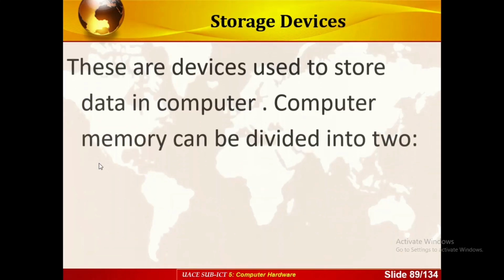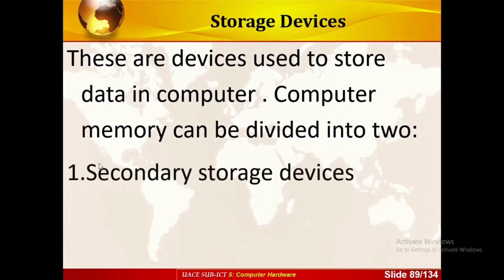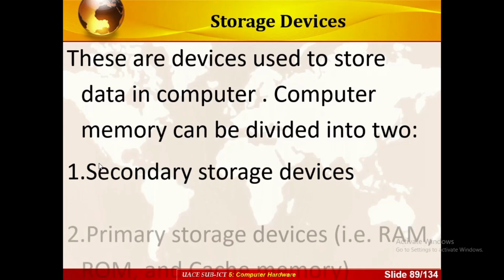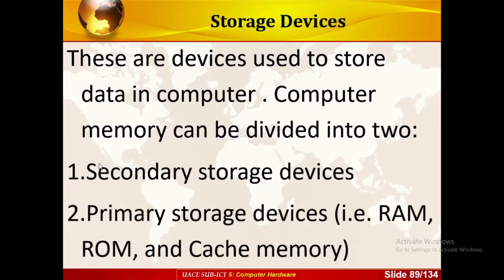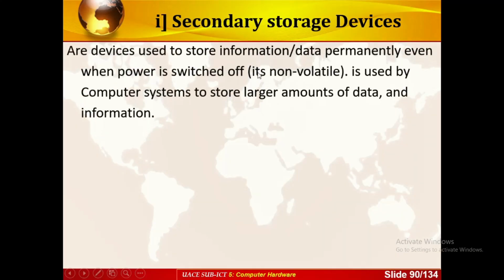Storage devices are used to store data in a computer, and they are divided into two. We have the secondary storage devices and primary storage devices. We're going to look at both of them, starting with secondary storage devices. These are devices which are used to store information and data permanently, even when the power is switched off. Of course, they are secondary, and this means they are permanent. They store large amounts of data and information.